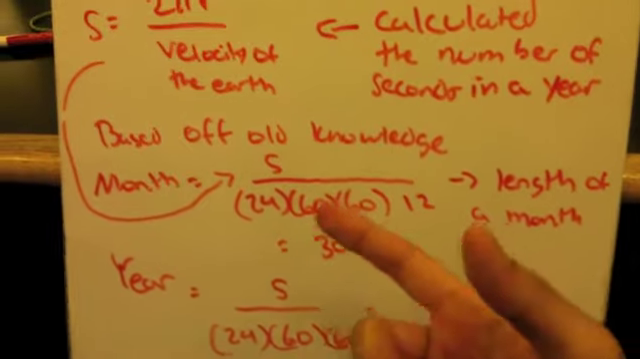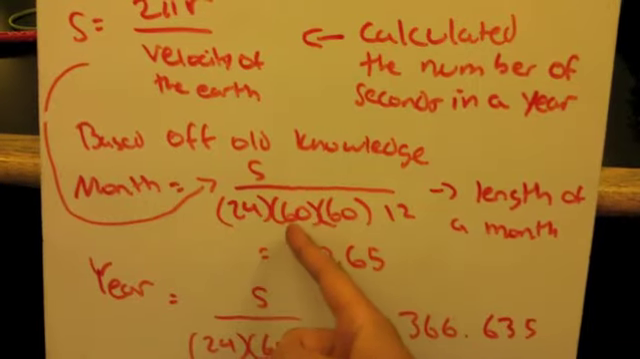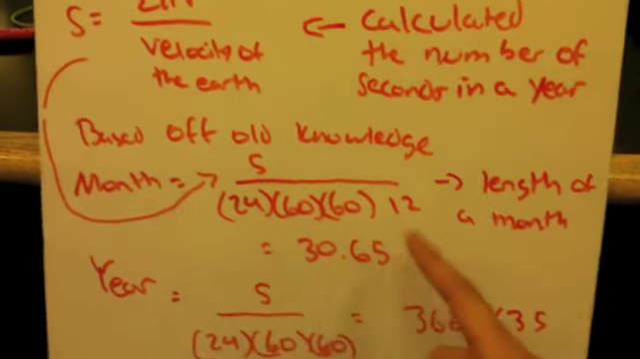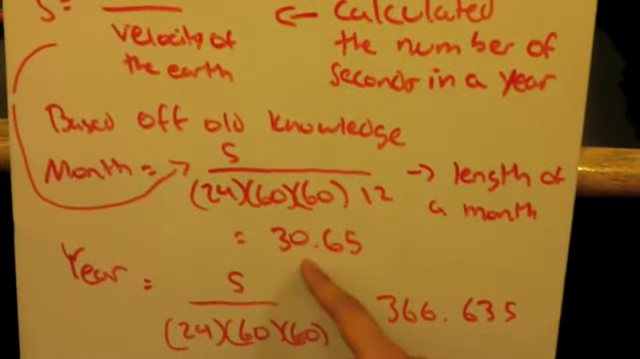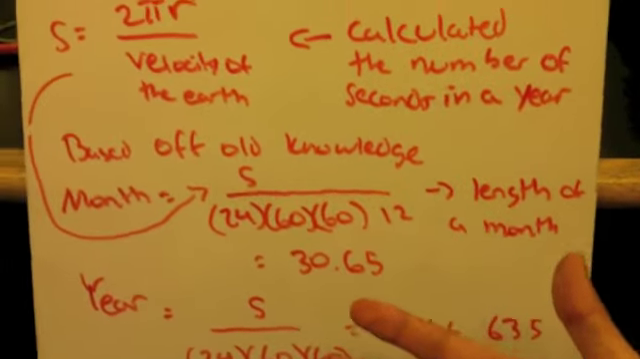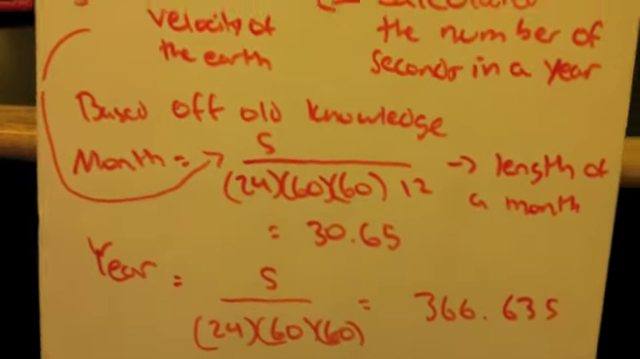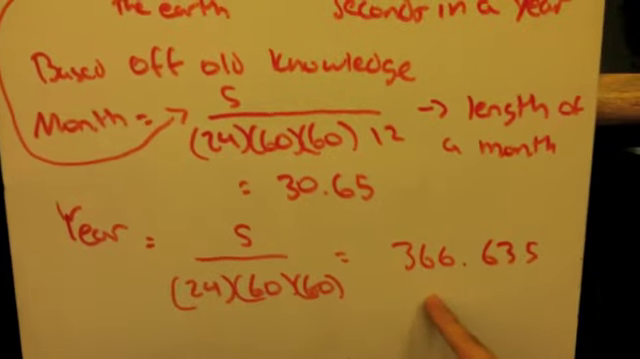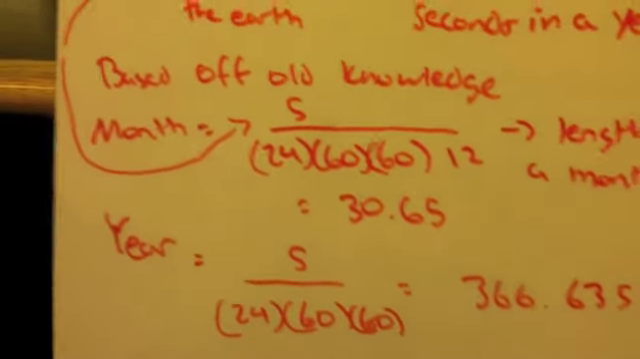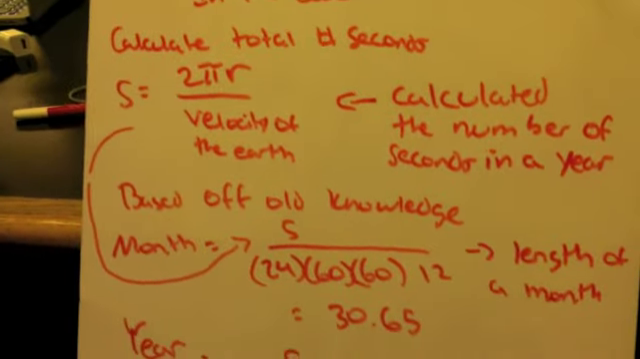Based on old knowledge, we know that a whole day is calculated by multiplying 24 hours times 60 minutes times 60 seconds, and there are 12 months in a year. So this accurately posted that the length of a month is 30 days, 0.65, which is around the estimate of what a month usually is, from 30 to 31 days. Going again to the year, it calculated a total number of days of 366.635, which is very close to 365 days. So as you can see, based on old knowledge, we can accurately calculate the length of a year, a month, and a day.